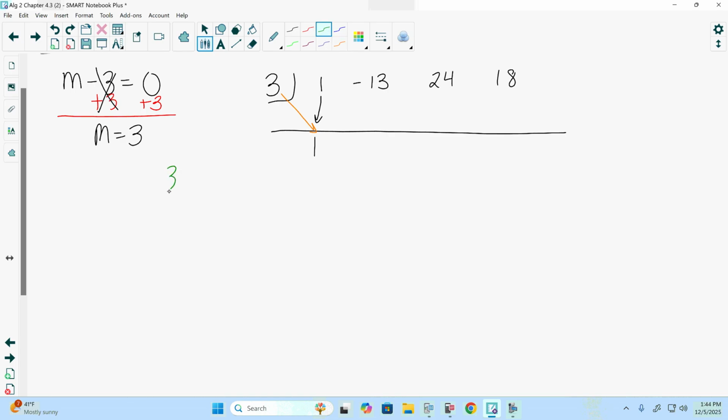So that's going to be 3 times 1, which is 3. And once we do that product, we're going to put the result above the line and below the next number. Okay?